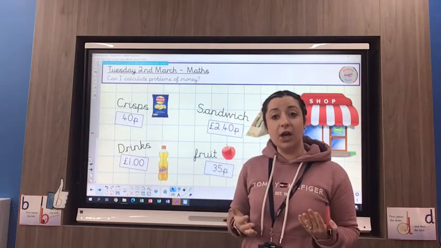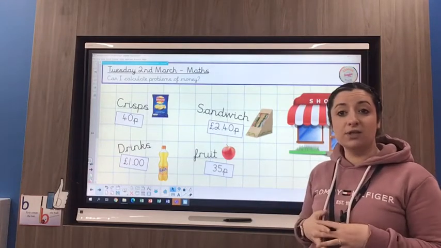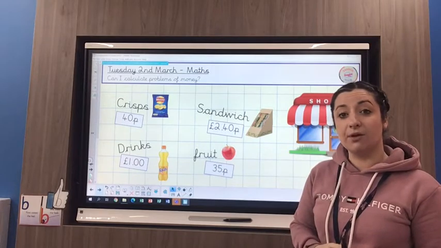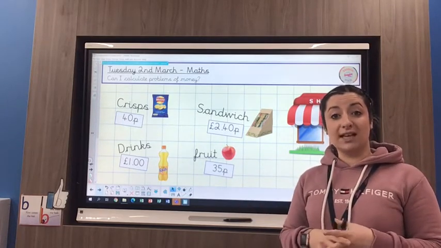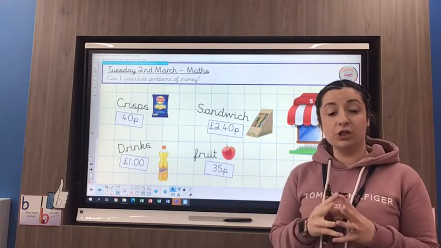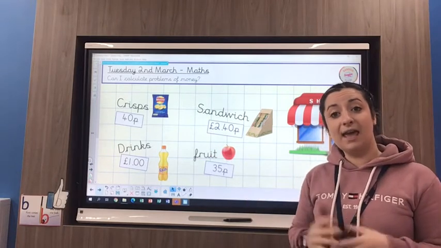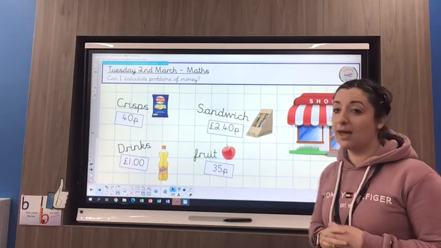So if you want to have a go at this at home, maybe you want to go shopping and you can buy yourself maybe a sandwich, 2 packets of crisps, or maybe 2 pieces of fruit and 1 drink. How much would that come to all together? If you want to have a go at this by pausing the video and then adding up some amounts and going shopping yourselves, then that's fine. If not, then we're going to have a go ourselves on the video. Okay.